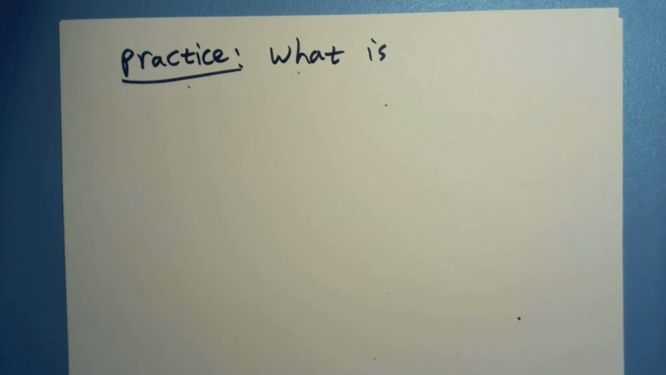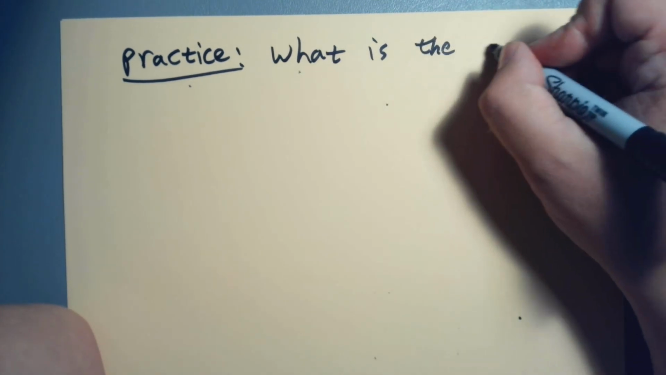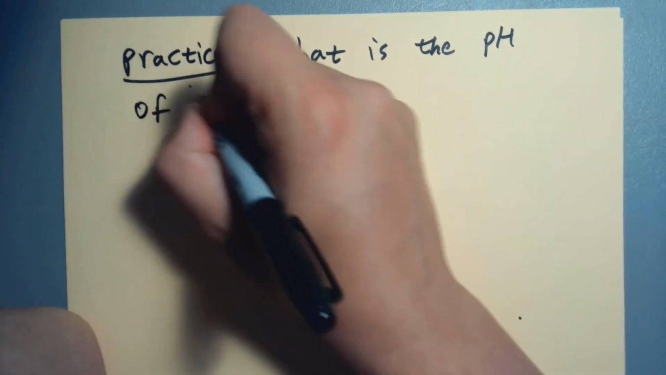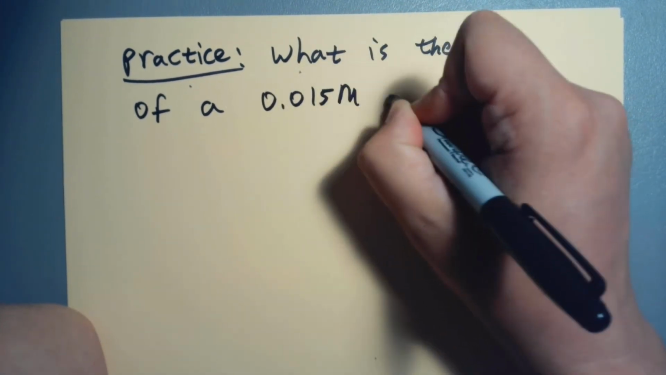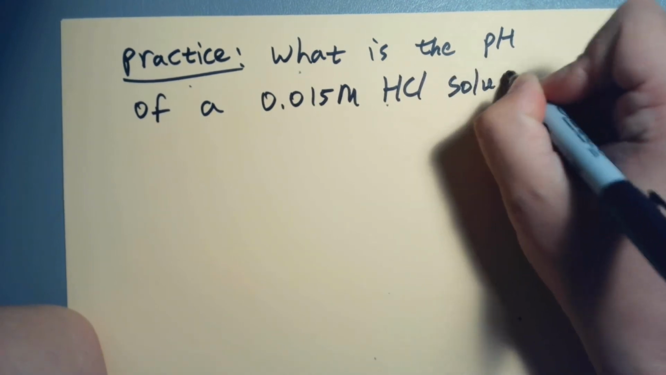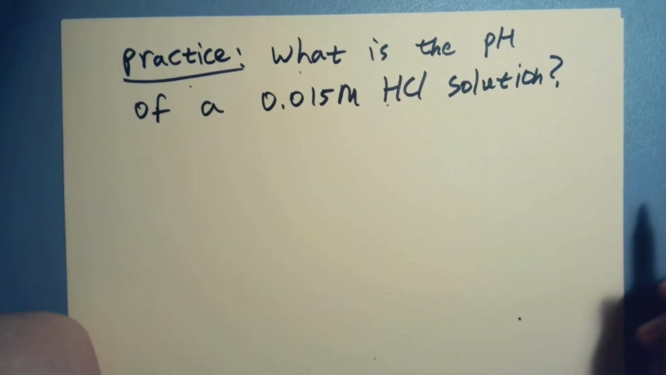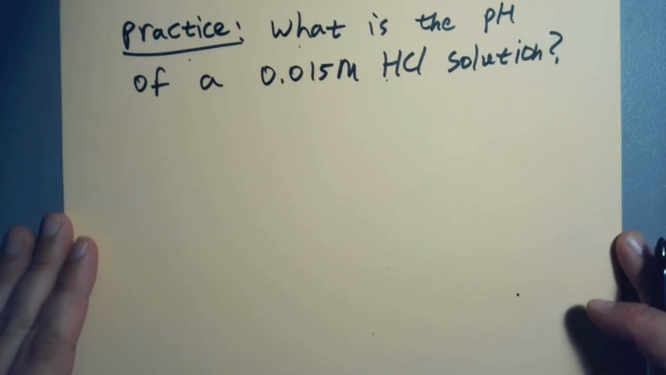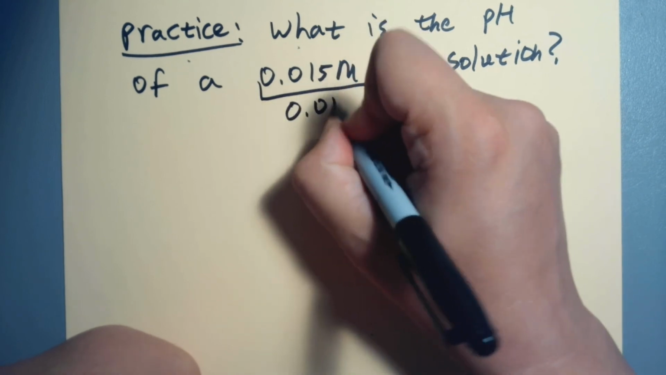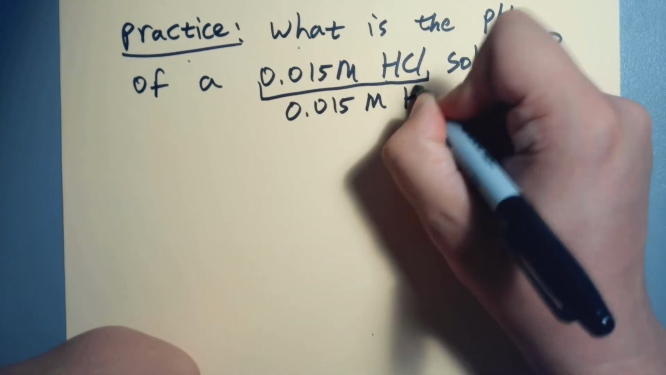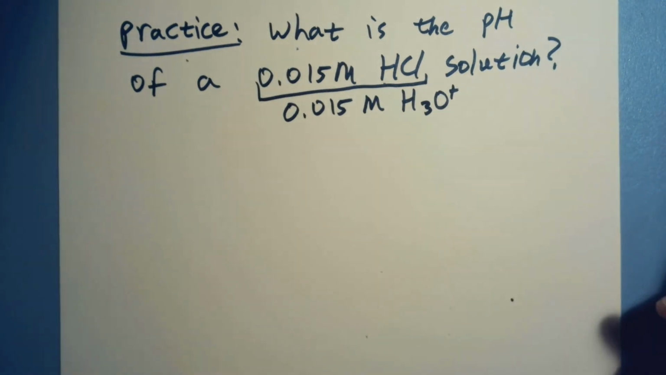I just realized I'm not going to be able to do logarithms in my head, so let me go here. Alright, so what is the pH of a 0.015 molar HCl solution? It might look like I'm not telling you everything here, but remember, this is a strong acid, so what this is saying is this is a 0.015 molar H3O plus solution, because all those HCl's are going to become H3O pluses.